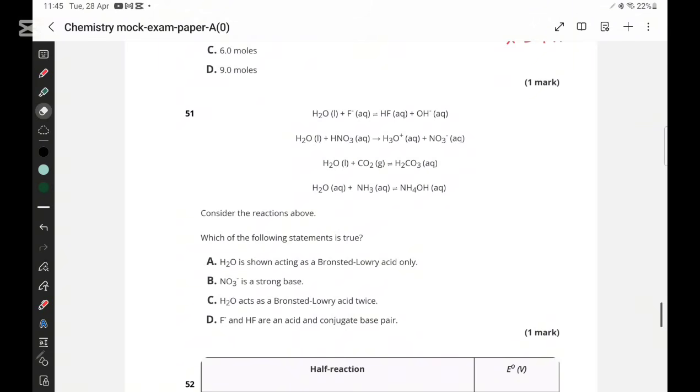So for the next question, now they are saying which of the following statement is true? First option, H2O is shown acting as a Bronsted-Lowry acid only. But if you see option A, H2O here is accepting a proton from nitric acid, so H2O is acting as a base there. So option A is going to be incorrect.